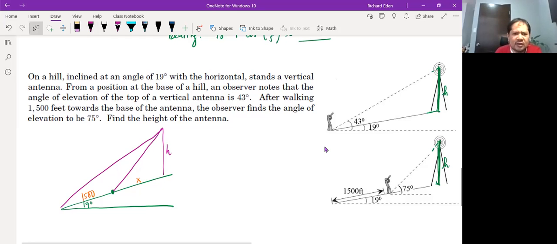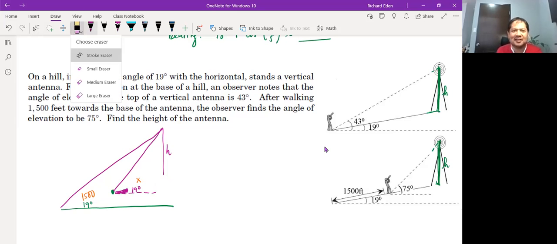Wait, the 75 degrees angle of elevation, but that's measured from the horizontal. But this, I'm gonna mark this angle. Do you see it? It's also 19 degrees. So that's gonna make this a right triangle. I just drew a right triangle right away.